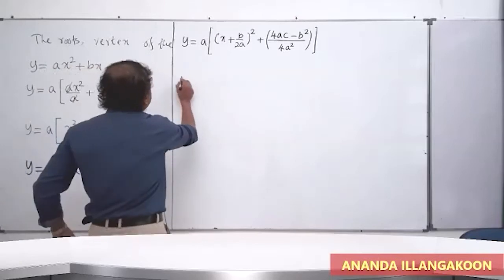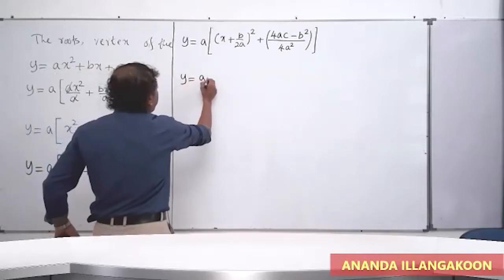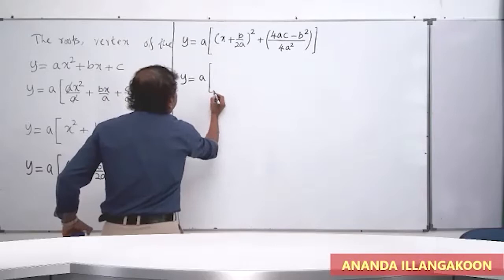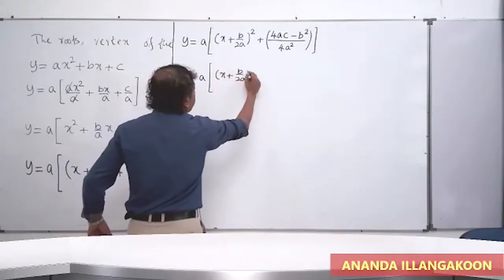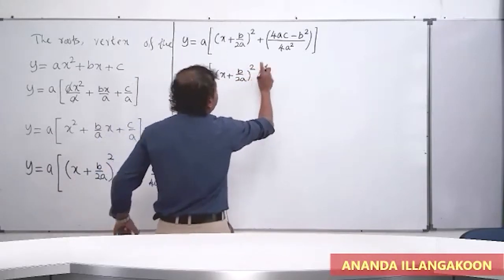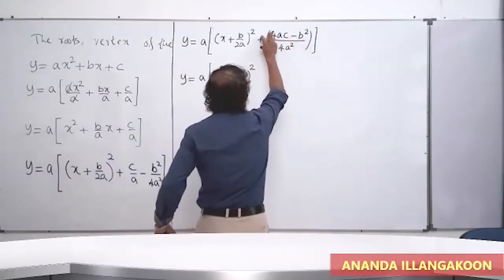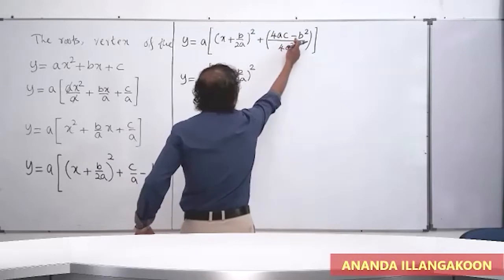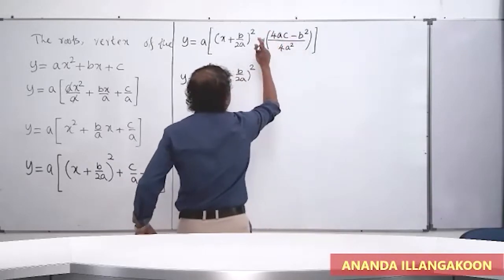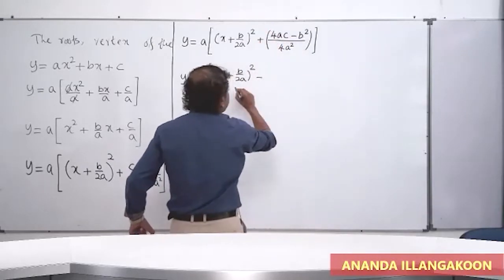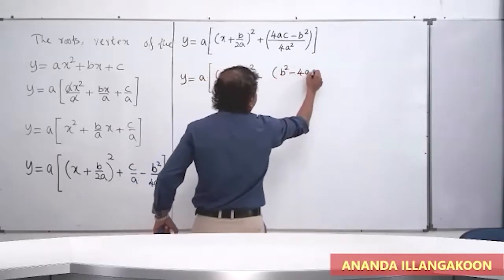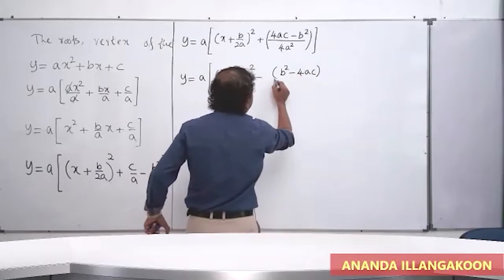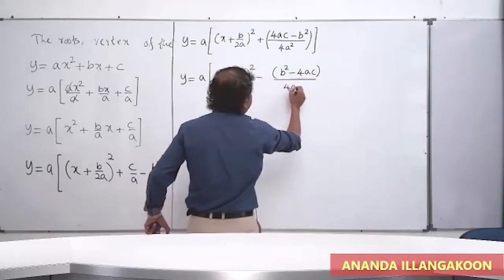So then we get y equals (x plus b by 2a) perfect squared. We will take the minus sign out from both. This sign will be minus, because once you take the minus sign out, that minus and this plus, when you multiply, we get minus. So there we get b squared minus 4ac divided by 4a squared, like this.